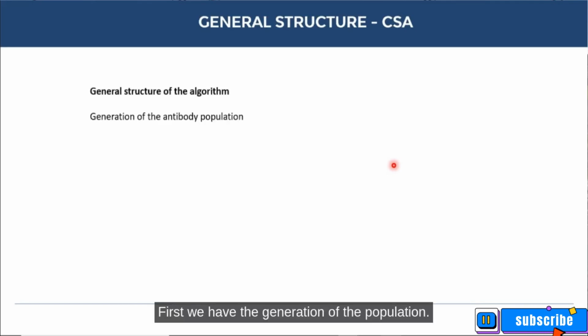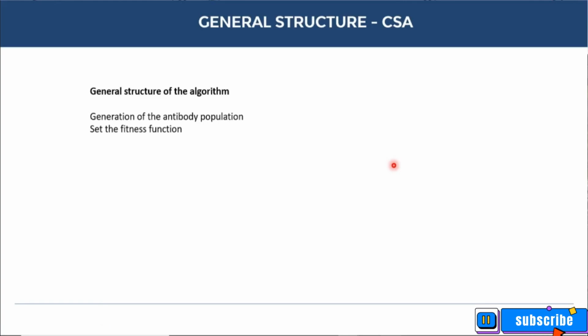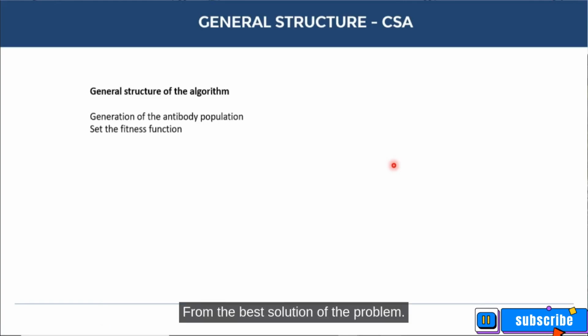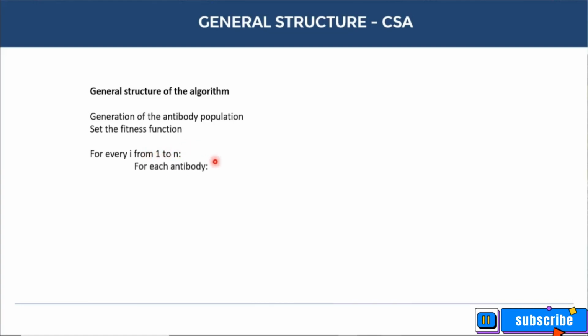First, we have the generation of the population. We have to establish the fitness function. The fitness function will tell us how far or how close a solution is from the best solution of the problem. Here we have an iteration, the number of iterations. For i in range n, the number n is the number of iterations.